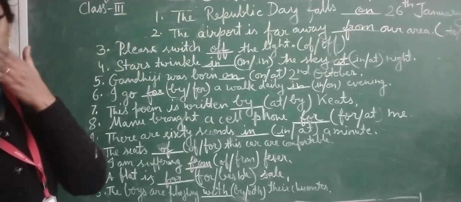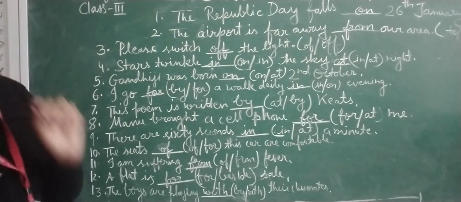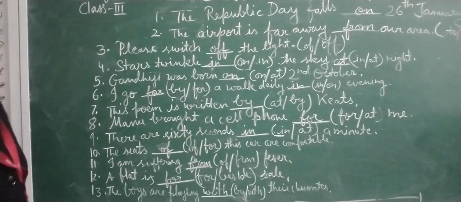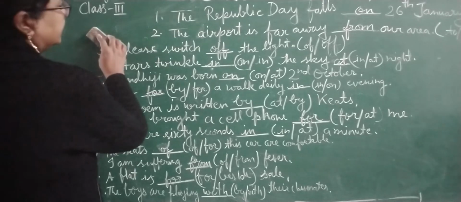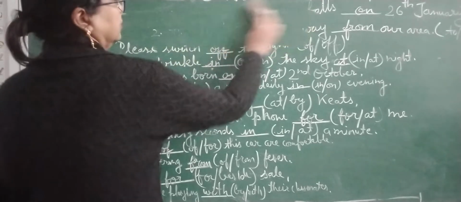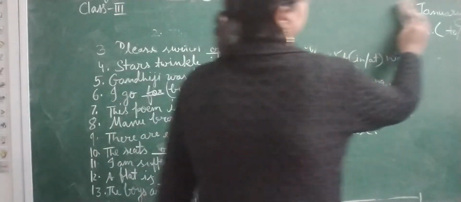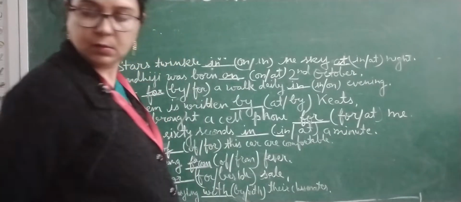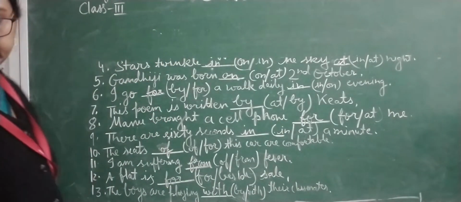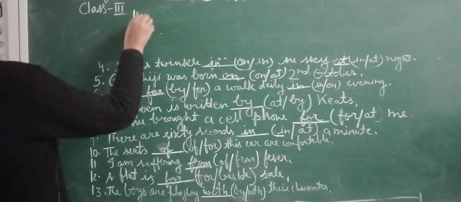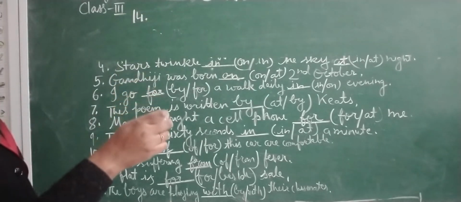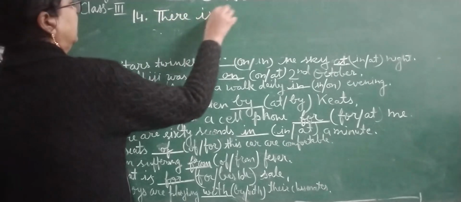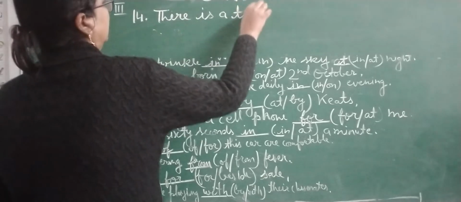Okay children. So complete this 13 number. Now 14 and 15 I will write at the top. Okay, so 14 and 15 we are going to write. Okay children, 14 number. There is a tree.